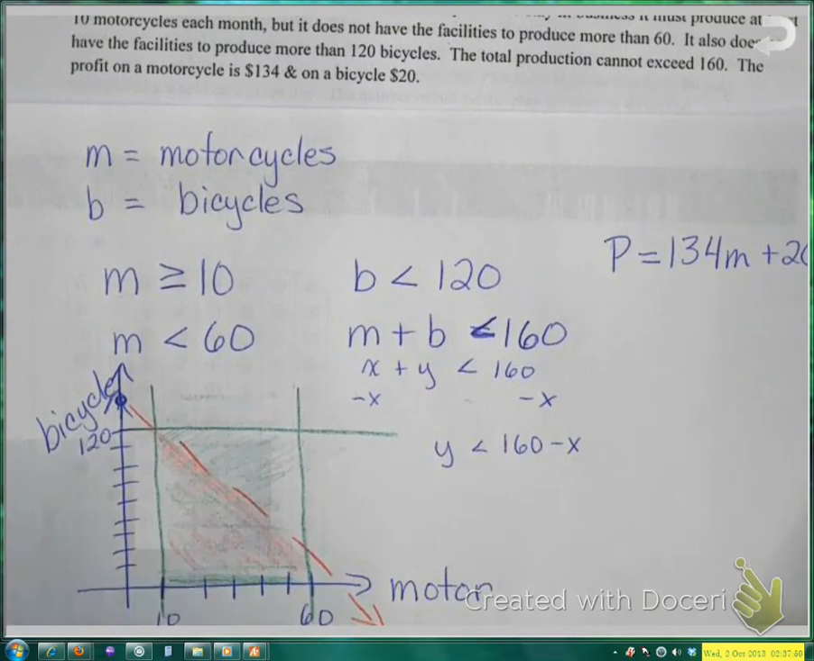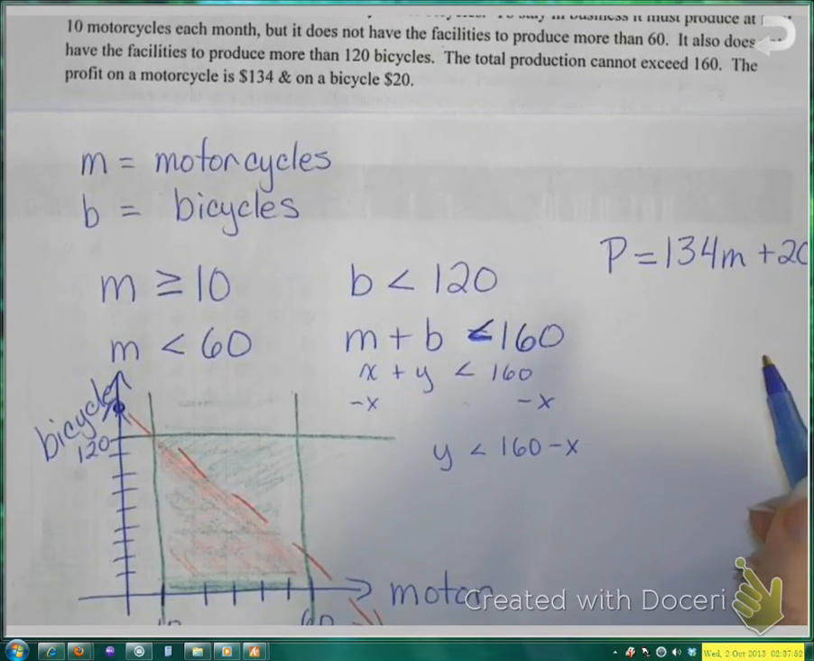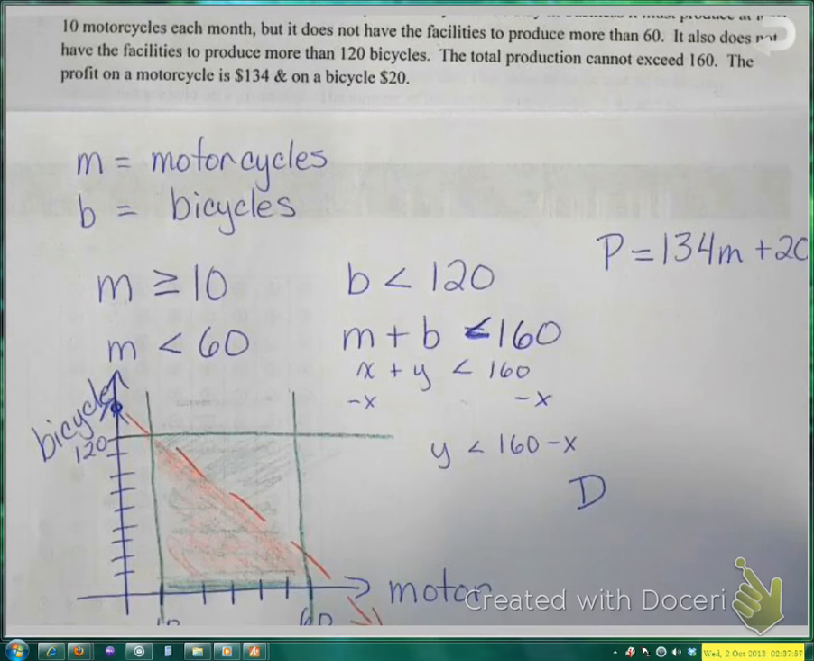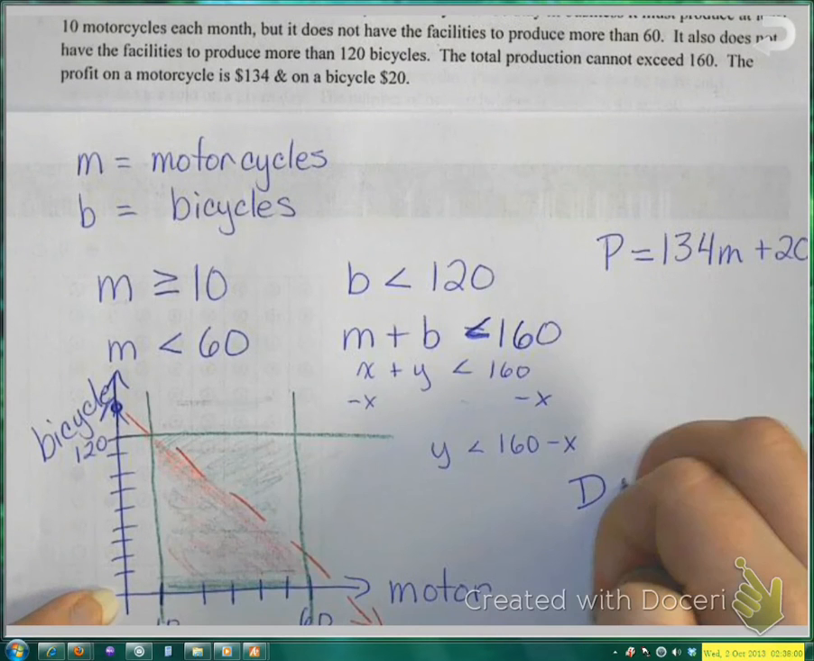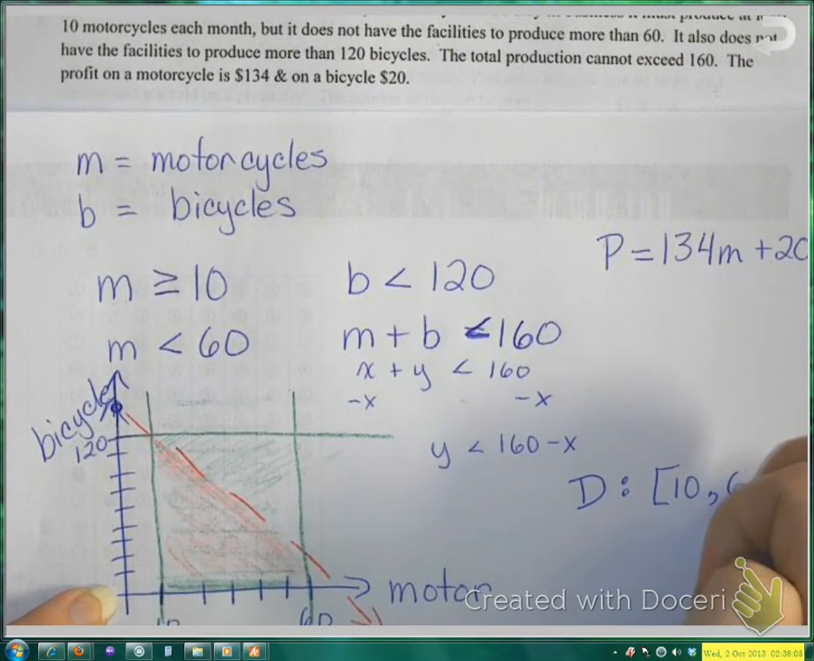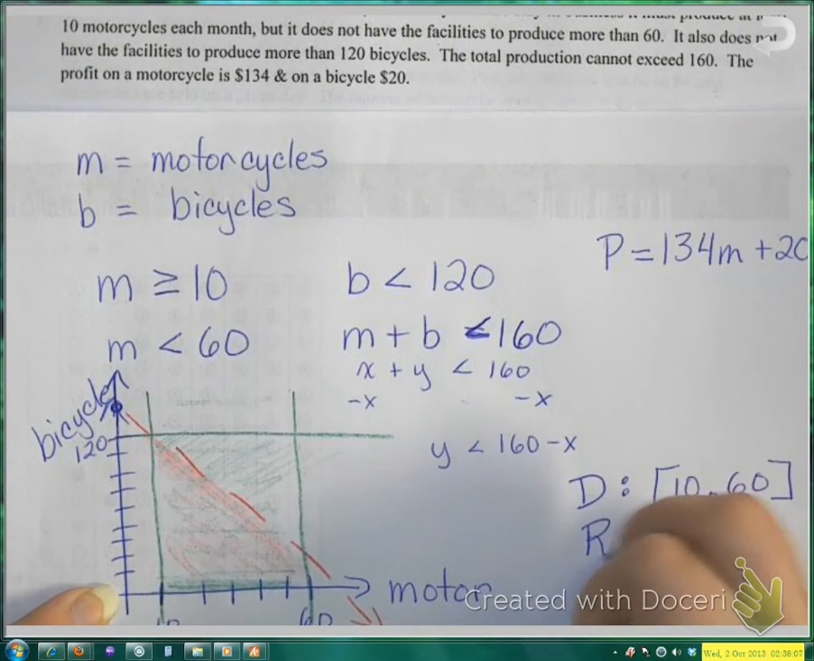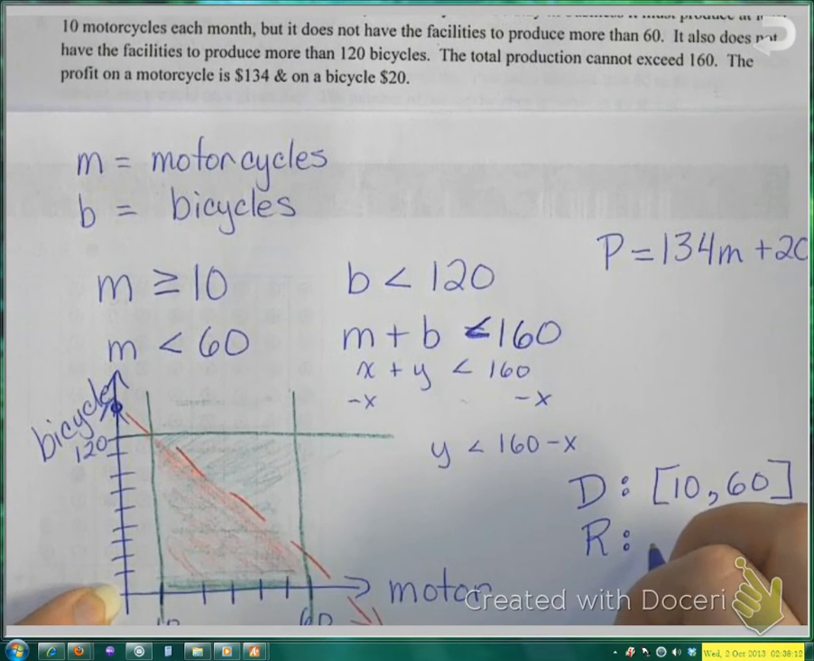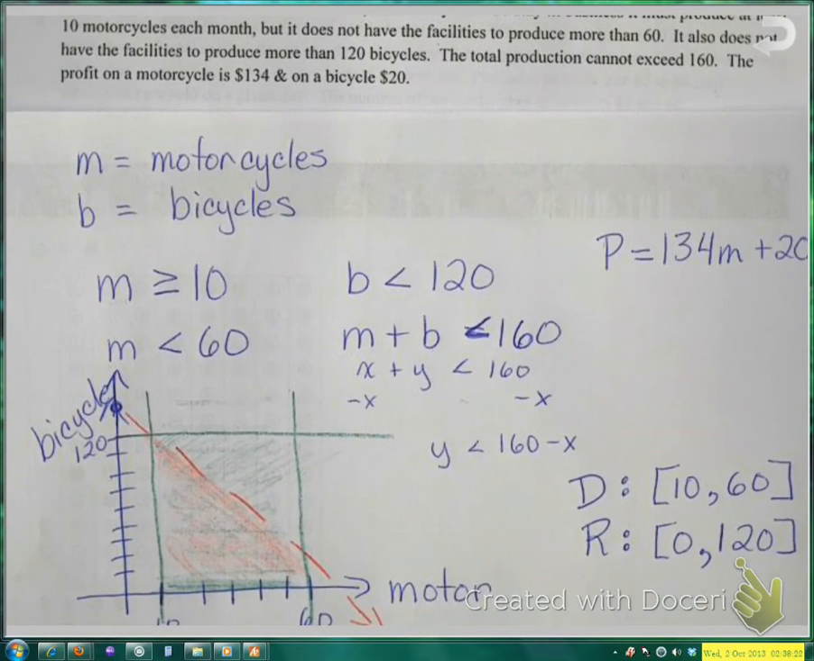Okay? Now one of the things they ask us to do is define a reasonable domain and range. So remember, domain is our x values, and our x's, in this case, is the motors. So the motors can be from 10 to 60. My range is what? My bicycles. And the lowest value I can have is 0 because they didn't give me a minimum. My highest value is 120. So we're not going from infinity to infinity.